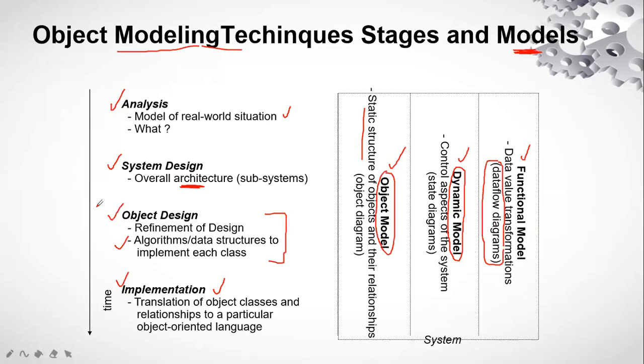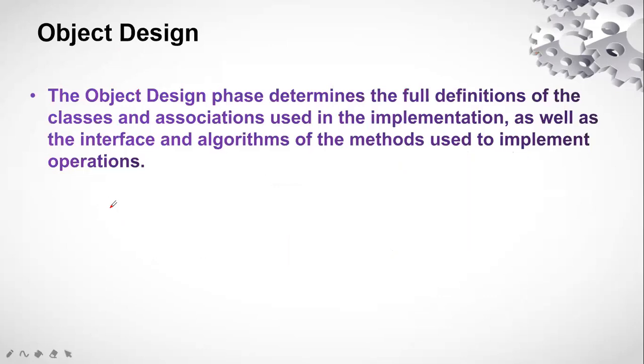Now we are going to focus on the third stage of the object modeling technique according to our syllabus. The point is object design. Now, what is object design? Object design is just a phase or a stage. Which phase is this? This is the third stage of the object modeling technique, right?